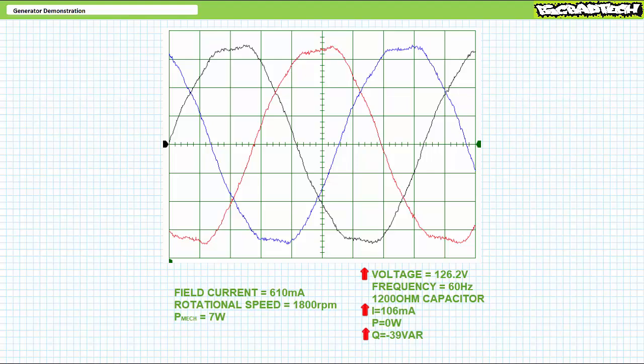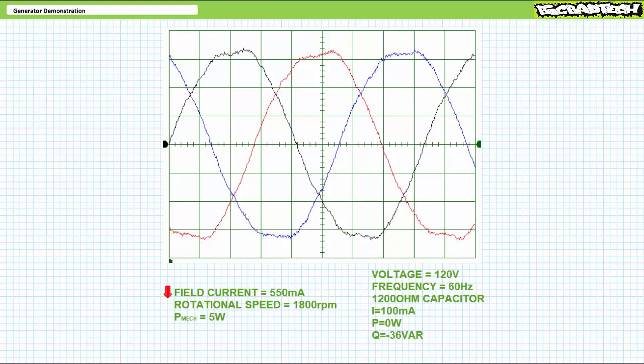Our concern is a small rise in voltage for this lightly loaded capacitive condition. This is again to be expected but not good, given an electrical distribution system should ideally maintain stable voltage magnitude. A quick solution to this disturbance is to decrease field current. At roughly 550 milliamperes of field current, voltage magnitude stabilizes at the desired 120 volts. The stable state won't last for long because electrical demand is an ever-changing target.